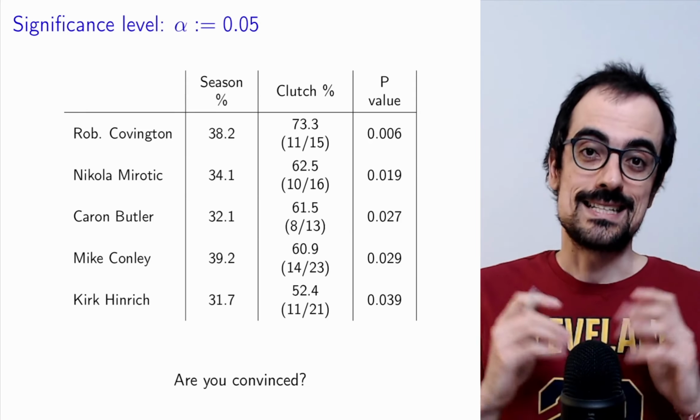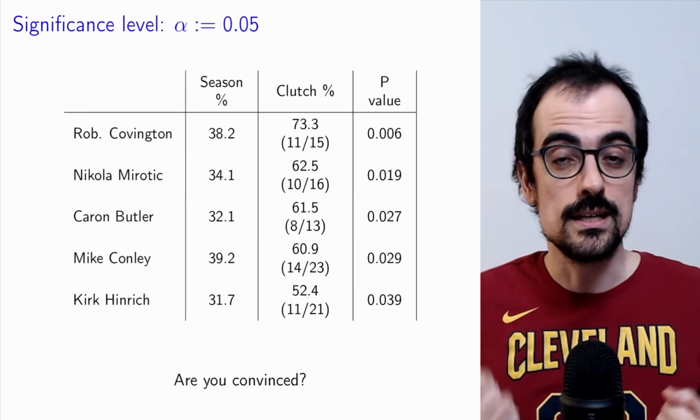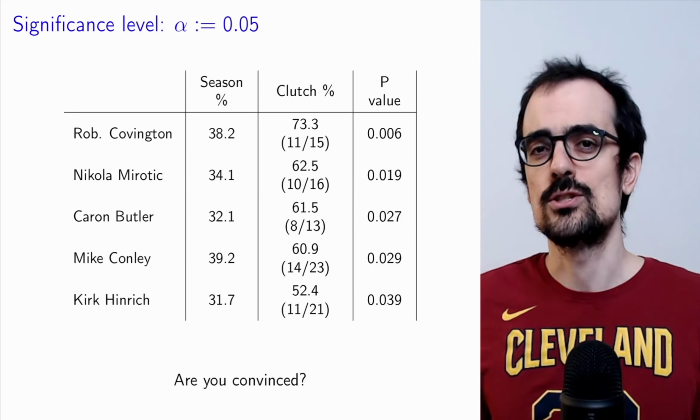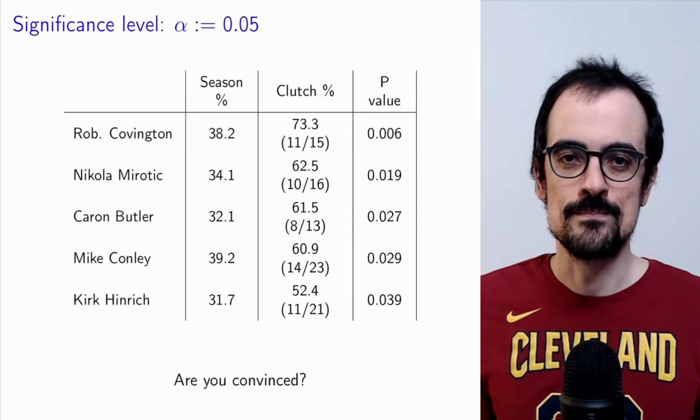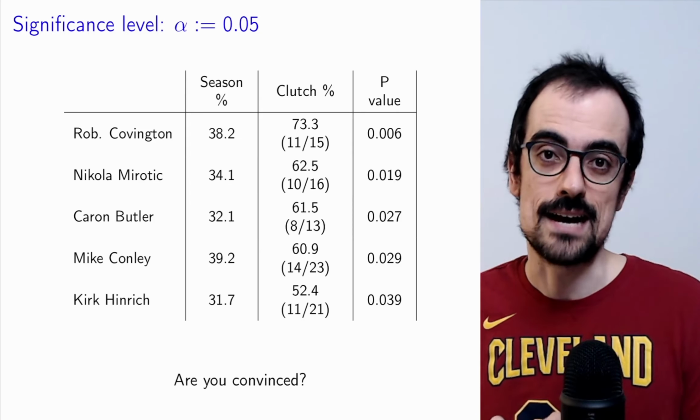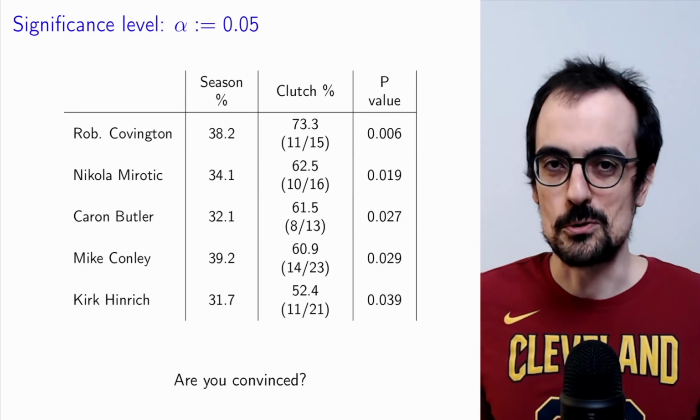So as a data scientist, it's always a good idea to test your conclusions on some new data, if you can, some held out data. That's always a good idea. So I actually saved the second half of the season to test our conclusions.